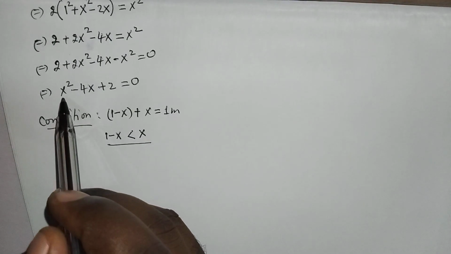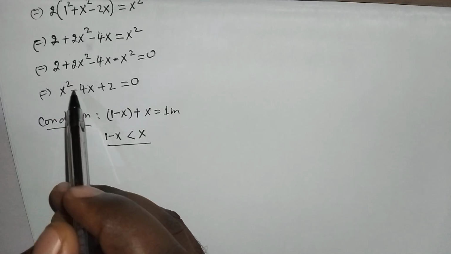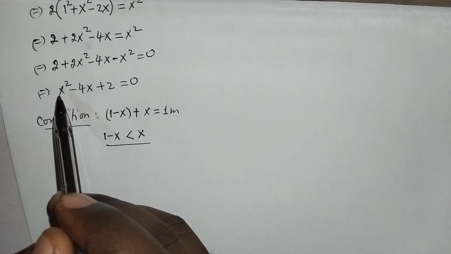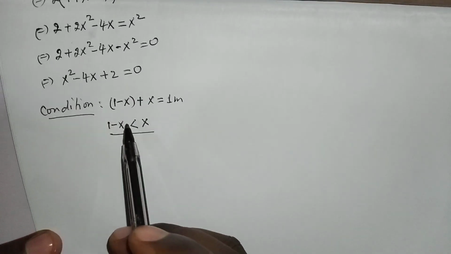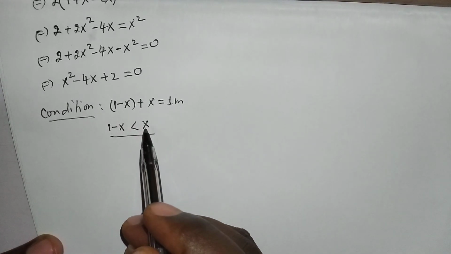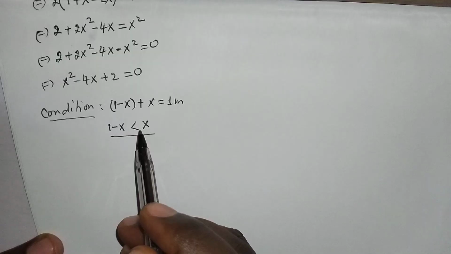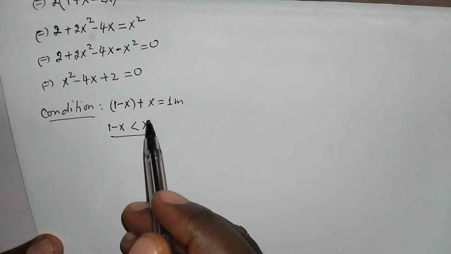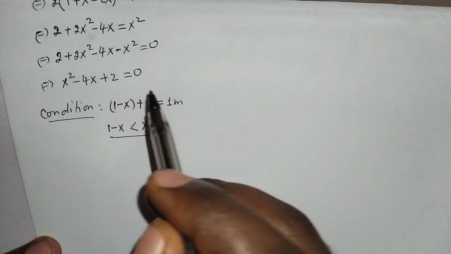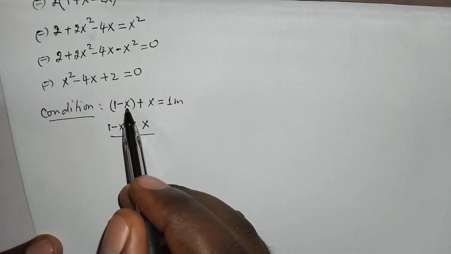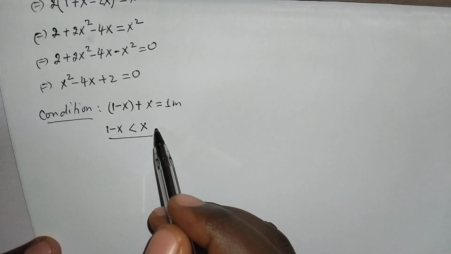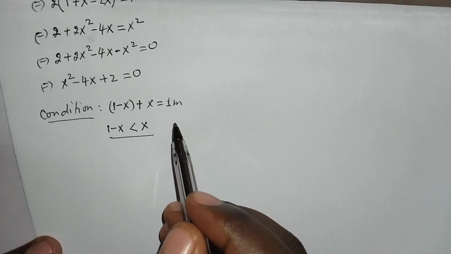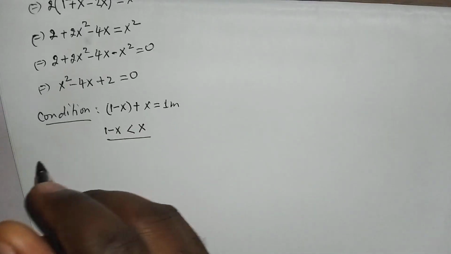So we are going to find the values of x because this is a quadratic equation. We have two solutions. If we find 1 minus x which is less than x itself, this condition will be applied. Let us do it.